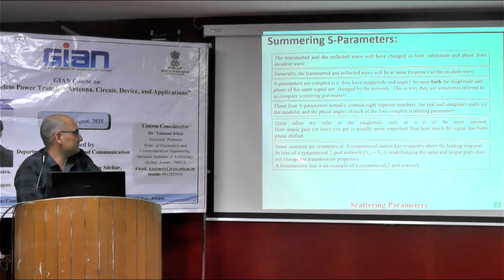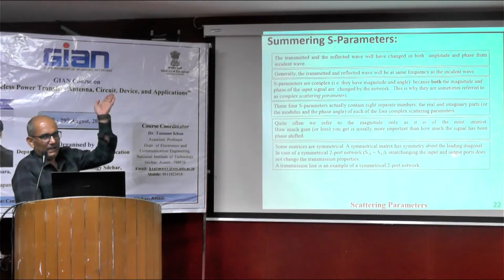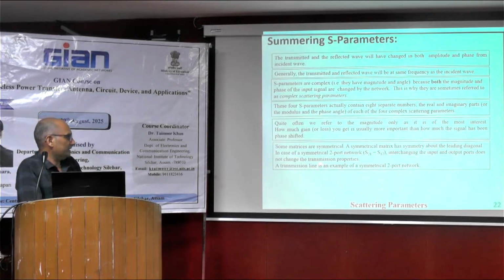Some matrices are symmetrical, some asymmetrical. A symmetrical matrix has symmetry about the leading diagonal, S12 and S21. In the case of a symmetrical two-port network, if you have S12 equal to S21, then you call it the symmetrical condition. All MIMO structures that we have are symmetrical by default. If there is a mismatch in the S12 and S21 values, then you have made something wrong, which is not fulfilling the physics behind it. Interchanging the input and output port does not change the transmission property. A transmission line is an example of a symmetrical two-port.